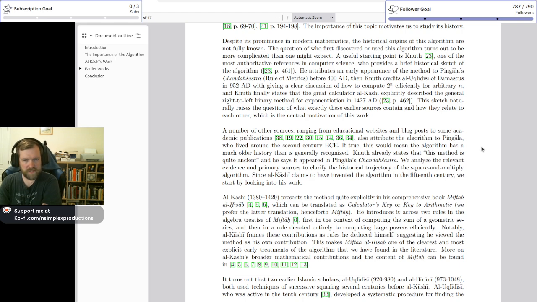A number of other sources, ranging from educational websites and blog posts to some academic publications, given here, also attribute the algorithm to Pingala, who lived around the 2nd century BCE.